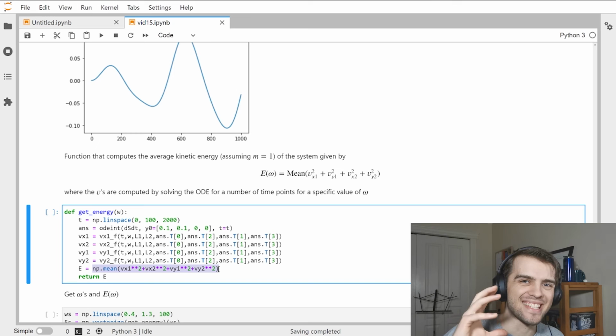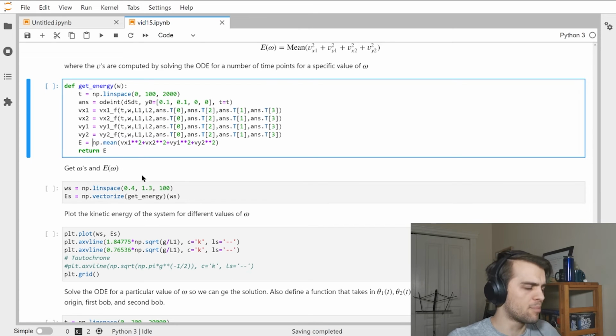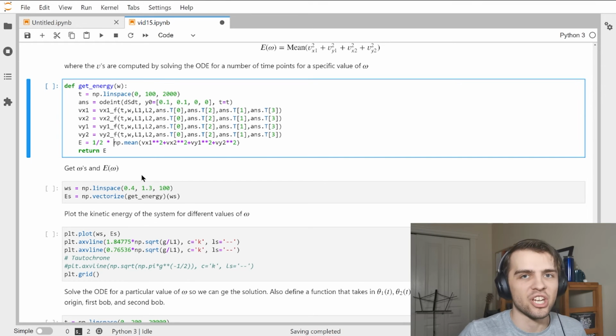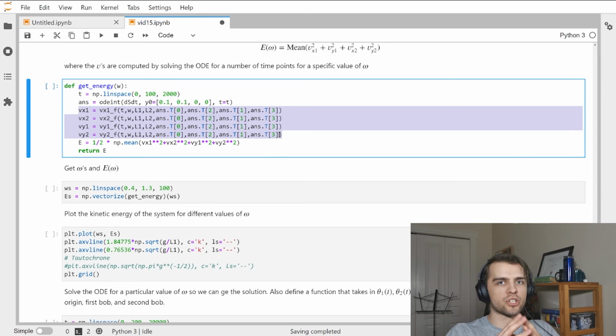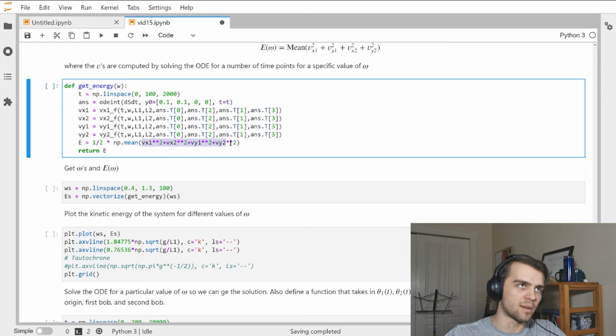Now, this isn't exactly the kinetic energy, of course. You have a 1/2 mv squared. But note that m is equal to 1 in this case. And in fact, I can put the 1/2 on the outside. So this is indeed the average kinetic energy for this problem because both masses are equal to 1. Again, I get my times, I solve the ODE, I get the velocities throughout the entire motion, and then I take the mean value of those velocities squared. So it's the mean kinetic energy throughout the motion.